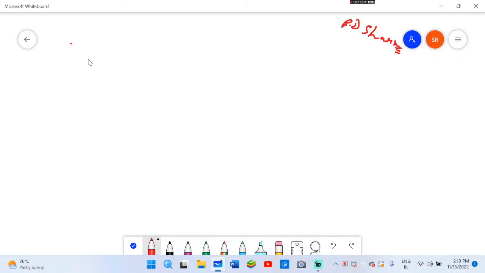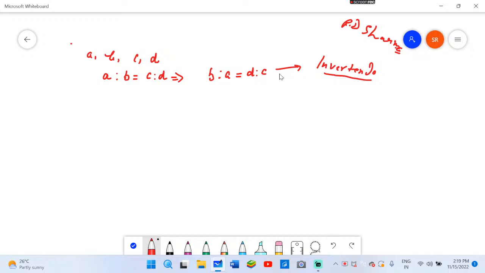We have four quantities, let us say A, B, C, and D. Then A is to B equal to C is to D. If it is given, then we can also conclude that B is to A is the same as D is to C. This property is called invertendo.